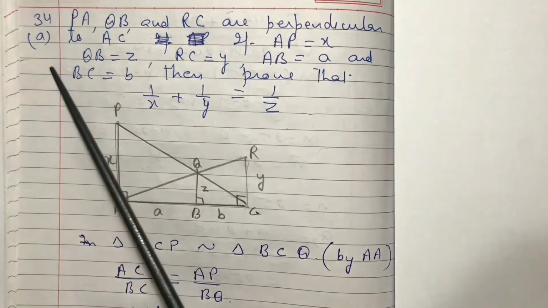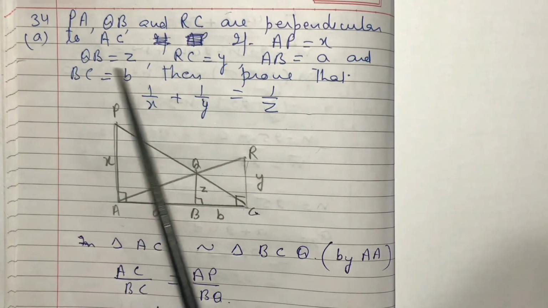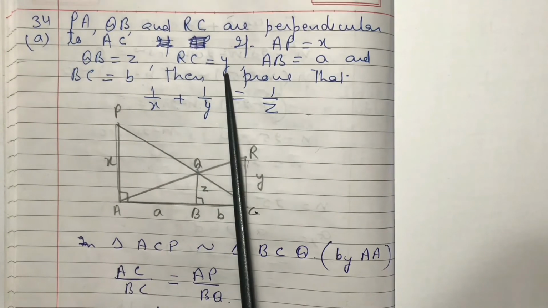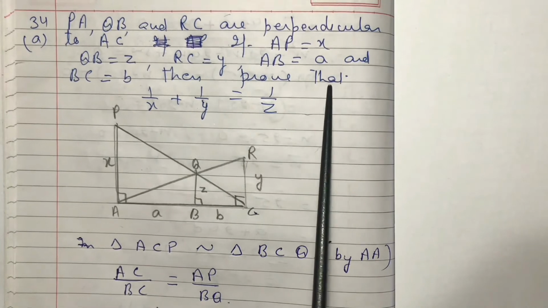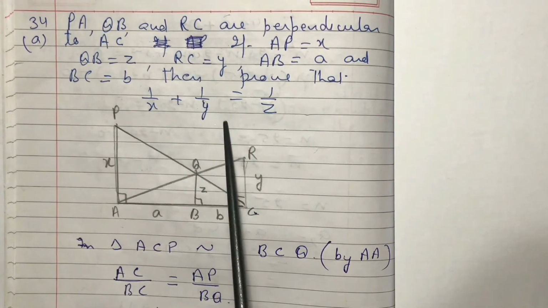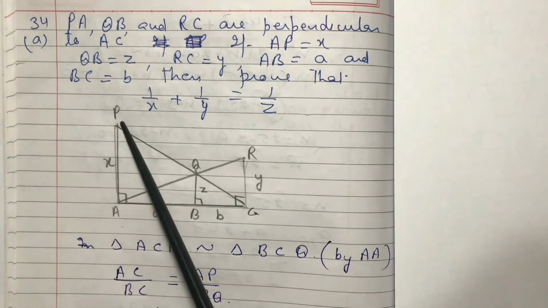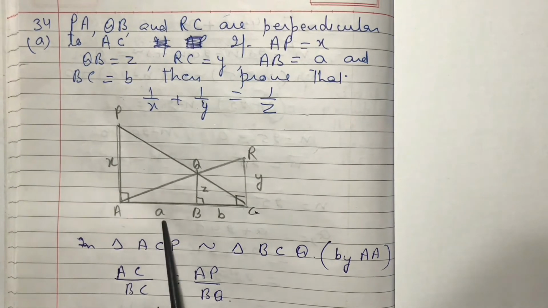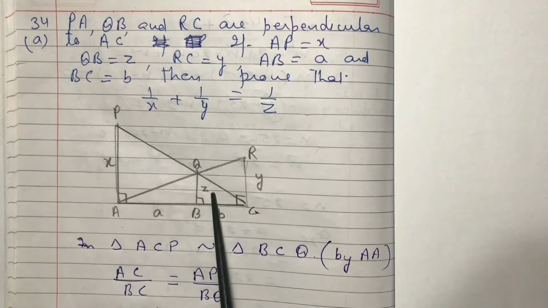Now 34th question A part. PA, QB and RC are perpendicular to AC. If AP is X, QB is Z, RC is Y, AB is A and BC is B, then prove that 1 by X plus 1 by Y is equal to 1 by Z. This figure is given to us. Now all these lengths are given to us. AP is X, AB is A, BC is B, RC is Y and QB is Z.